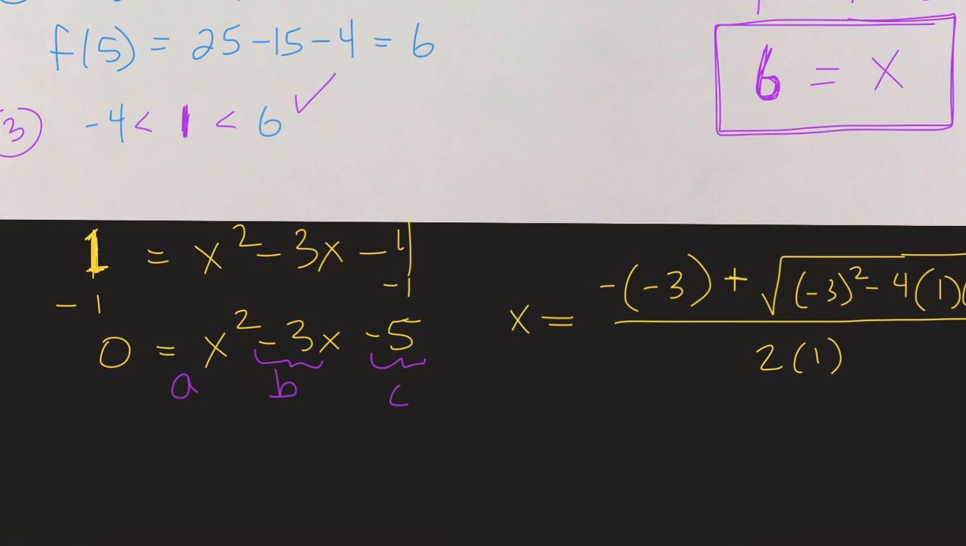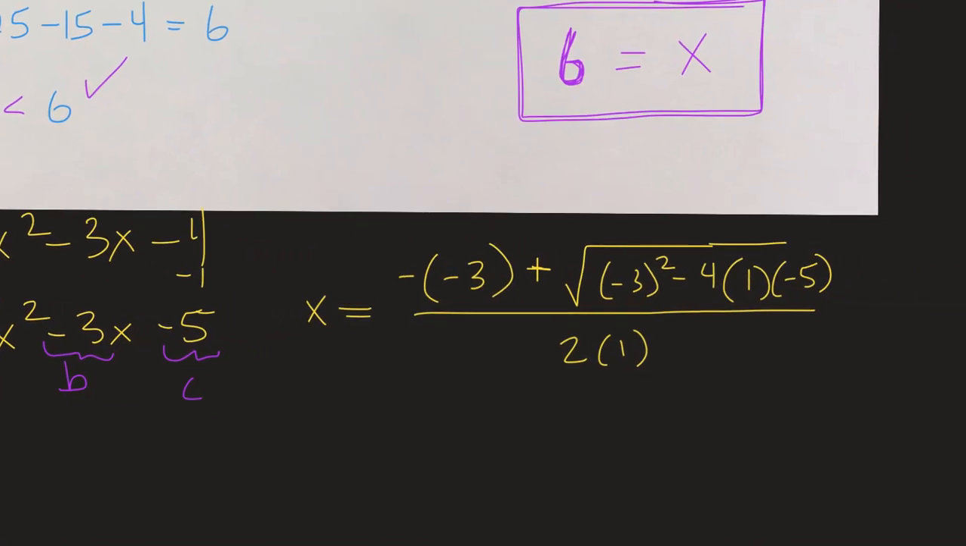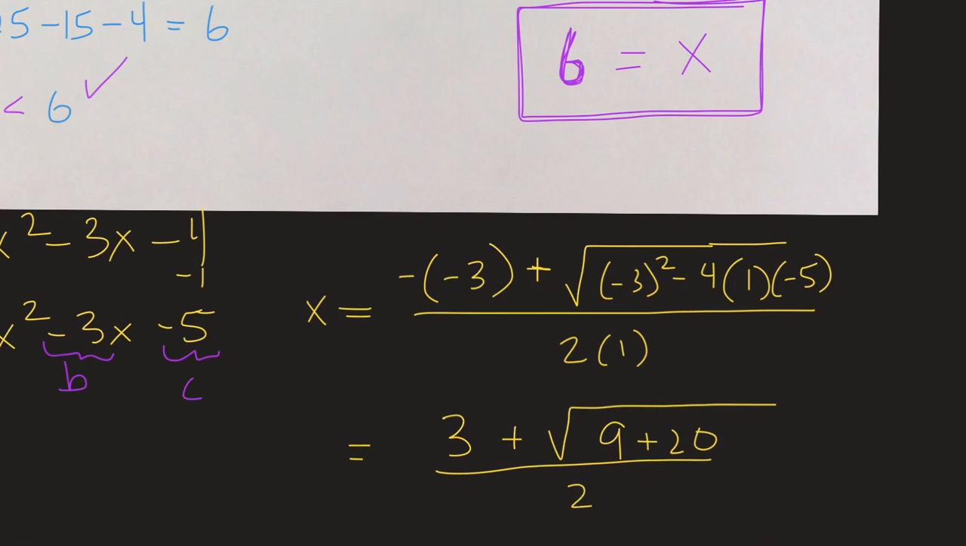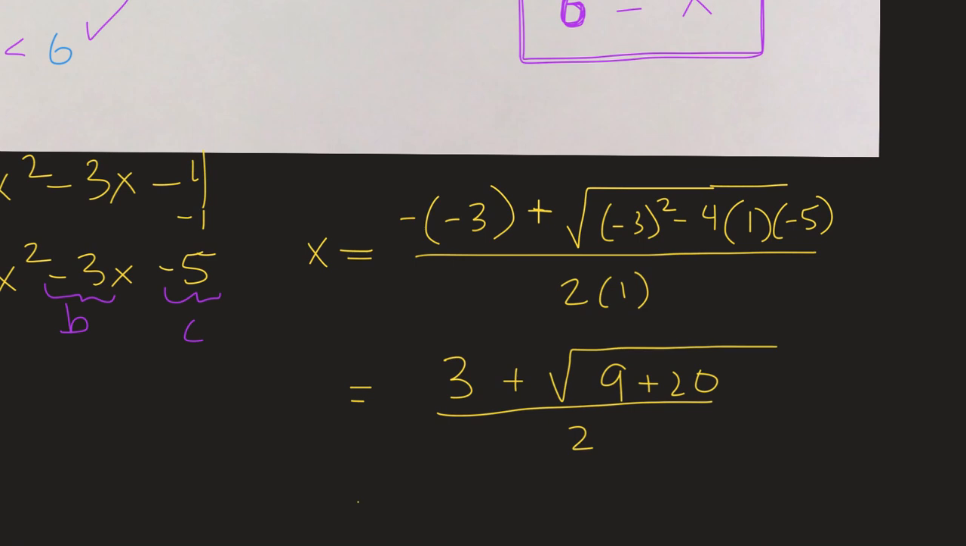A, b, and c. So the negative of -3 is +3, plus the square root of 9 plus 20, all divided by 2. Okay, -4 times -5 is a plus. This comes out to 3 plus the square root of 29 divided by 2.